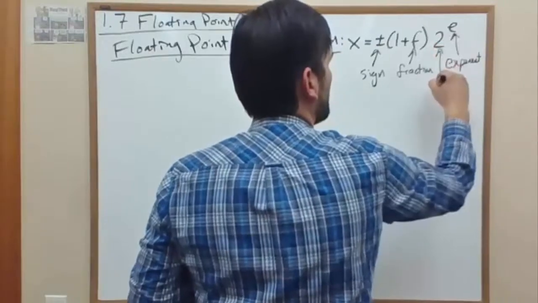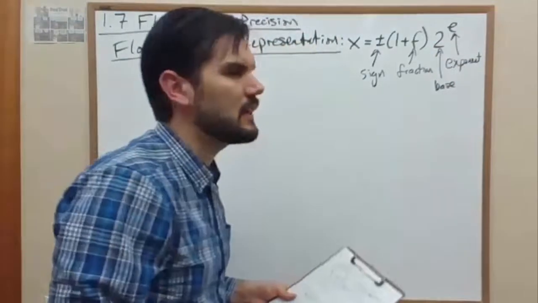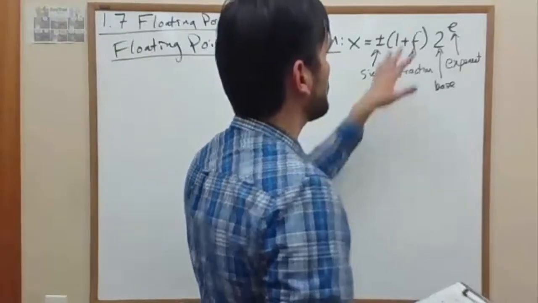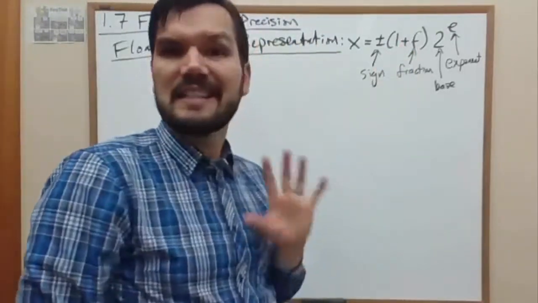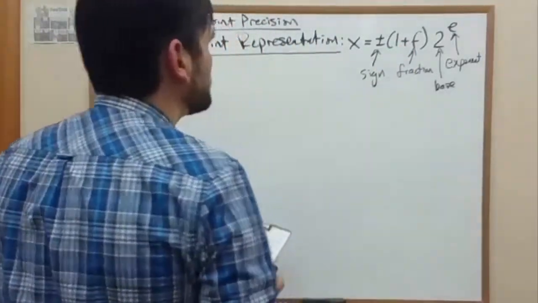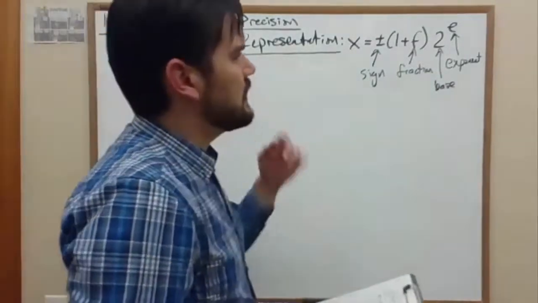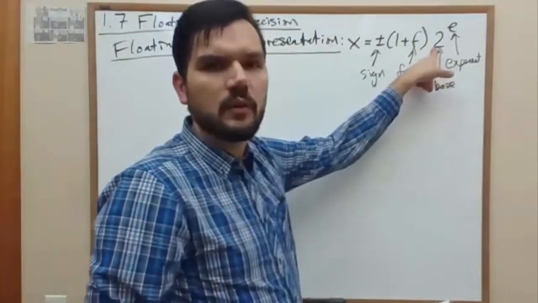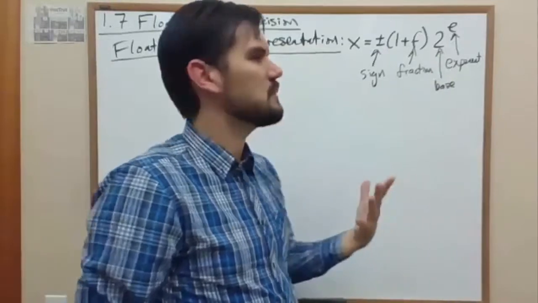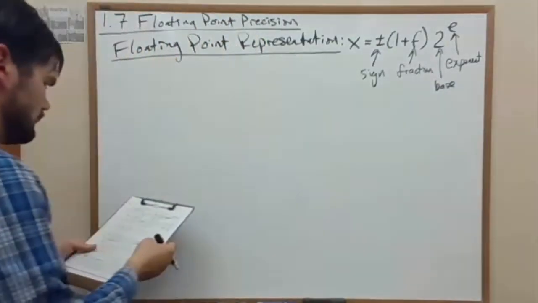And of course, the 2 is the base. So here is that modified scientific notation I was talking about. In scientific notation, we usually use base 10, but of course, this is working with computers, so it's base 2.